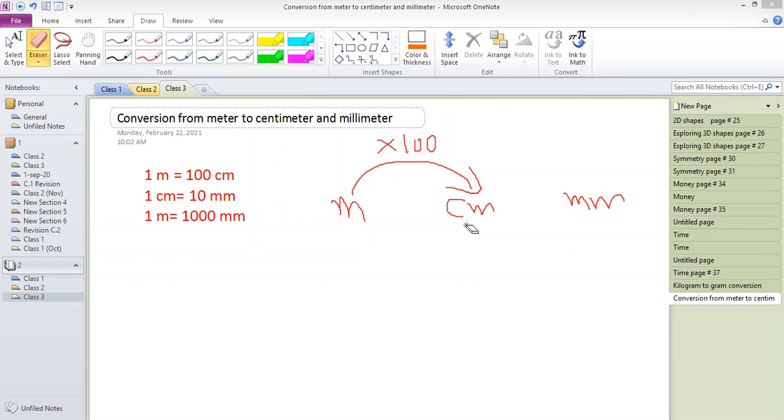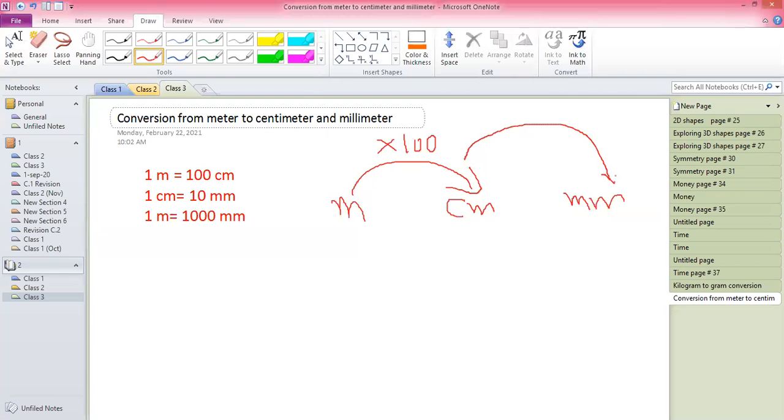Now, what we have learned is that if we have to convert any value from meter to centimeter, we will multiply it by 100. Okay. What if the value is given in centimeter and you have to convert it to millimeter? So this is also very easy. 1 centimeter is equal to 10 millimeter. So you will multiply it by 10.